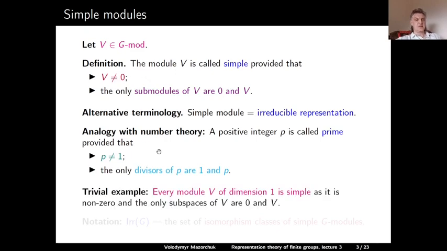So here is a trivial example. Every G-module V of dimension 1 is simple because it is non-zero, it has dimension 1, and it only has as subspaces the 0 subspace and V itself. So any G-module of dimension 1 is simple. We denote by Irr(G), the irreducibles of G, the set of isomorphism classes of simple G-modules.